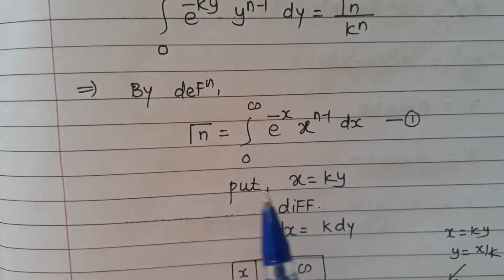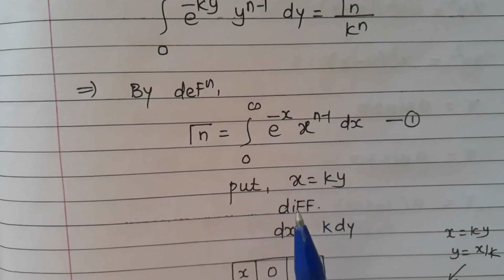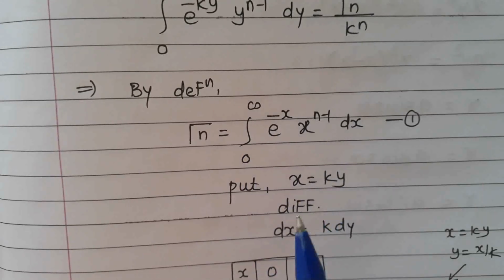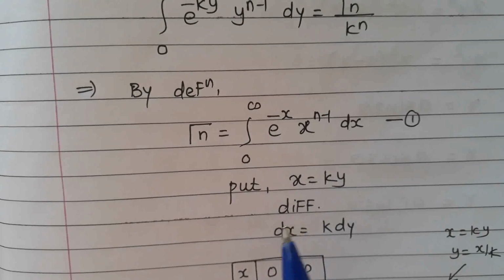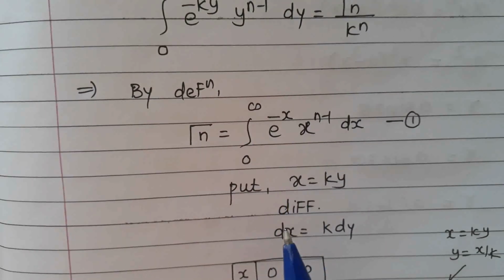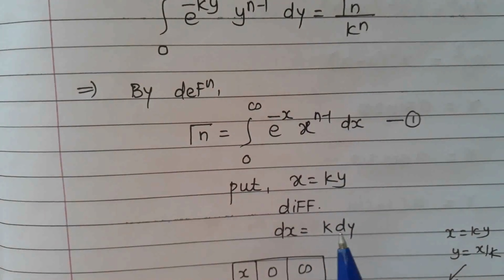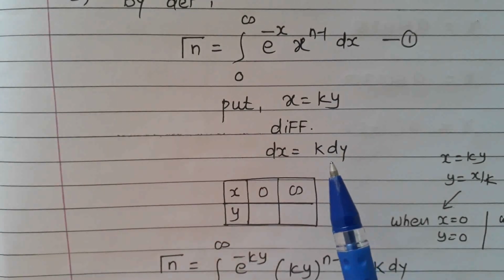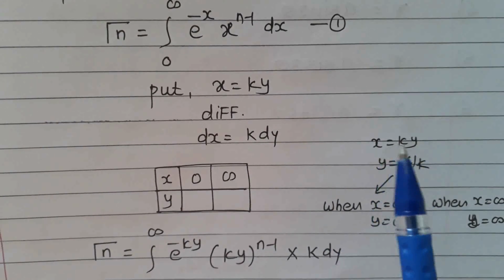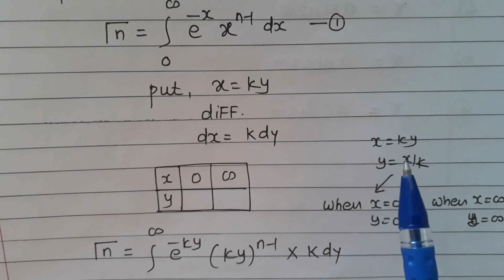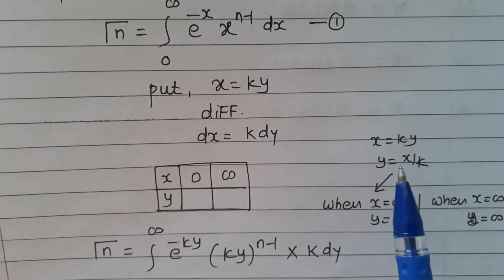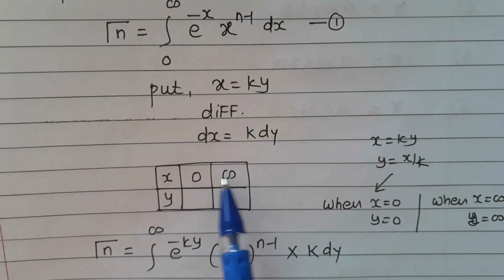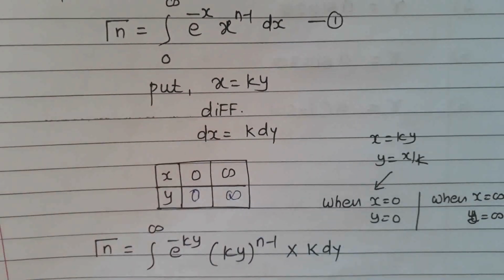In this definition, we substitute x is equal to ky. When you substitute x equal to ky, you have to convert everything in terms of y. So differentiate this substitution on LHS and RHS. So dx becomes, k is the constant, k dy. When you convert everything in the form of y, you need to change the limits also, and you can do this using the substitution. If x is equal to ky, y is equal to x upon k. So when x is equal to 0, y becomes 0. When x is infinity, y is infinity. So the limits change from 0 to infinity to 0 to infinity.